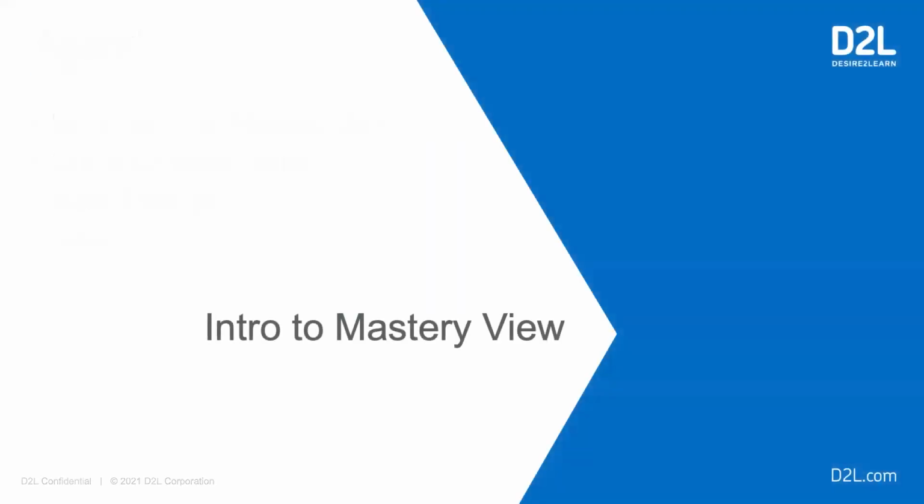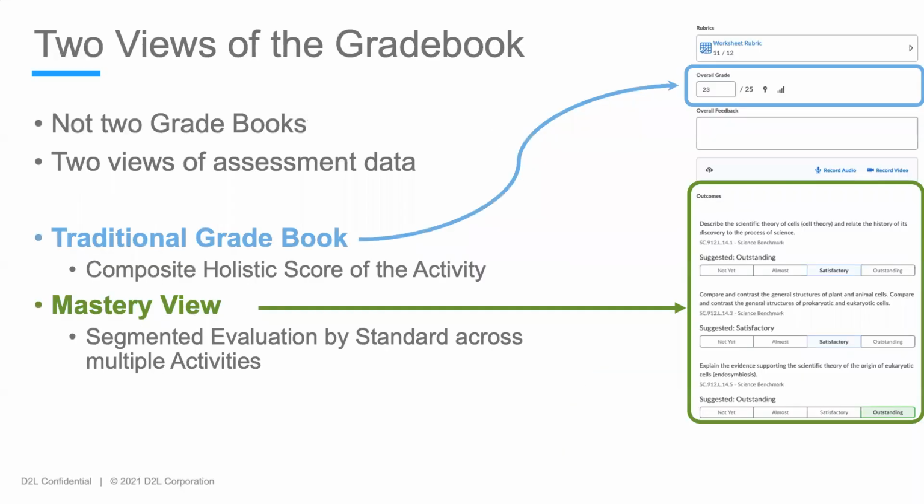As an introduction to Mastery View, you could be thinking, well, what is it? It's really kind of an outcomes-based gradebook. Brightspace does not have two separate gradebooks. They really have two views of the same assessment data. We have the traditional gradebook that has a composite holistic score of the activity. And then we have Mastery View, which is a segmented view of that evaluation by standard or by outcome. Those two views of the same assessment data are both collected in the same evaluation experience.